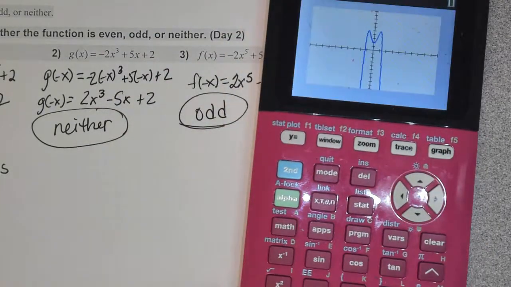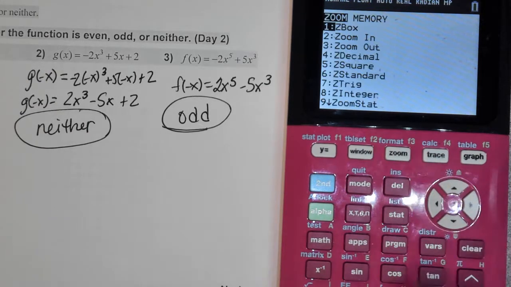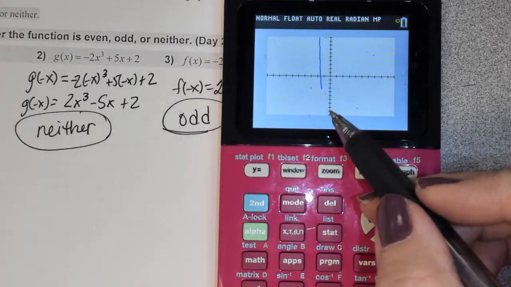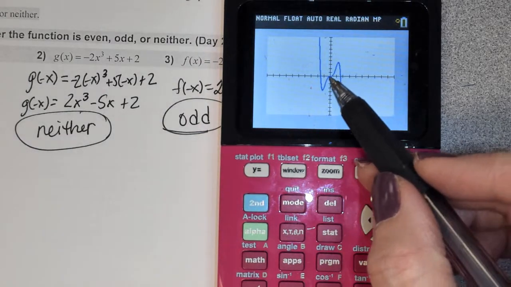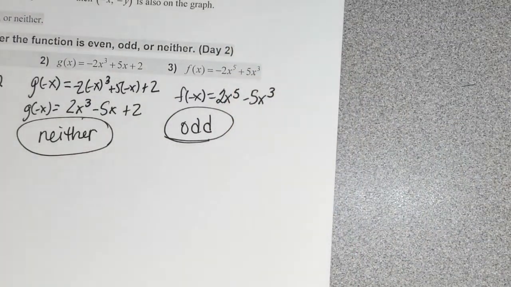Now, I also could have looked at this by just graphing my original. If it's an odd function, it should be symmetric with respect to the origin. So here I go. I'm going to look at this. It should be symmetric. See how it is symmetric about the origin? Okay, so therefore I know it's odd as well.